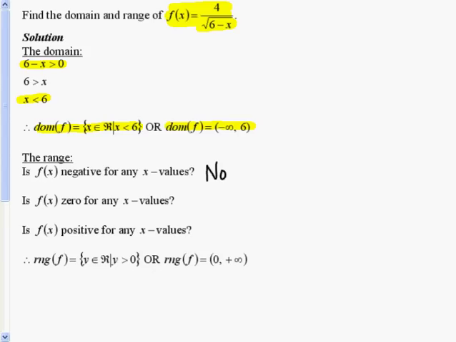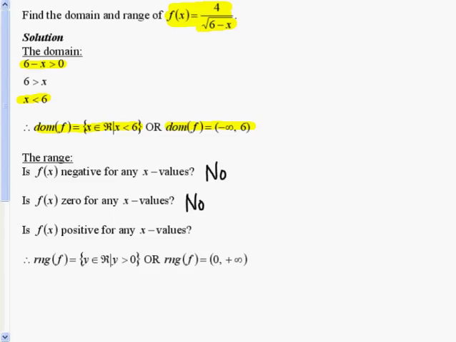Next question, is f of x 0 for any x values? And the answer is no. This fraction can never be 0 because the numerator is 4. The only way a fraction can be 0 is if the numerator is 0. So this function never has a value of 0.